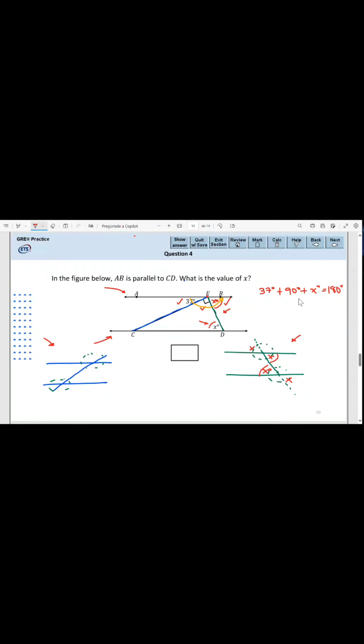So from this I can find X, obviously. Simply set up the difference, and that is 53, the answer to the question. Okay, so that's how you can set it up.